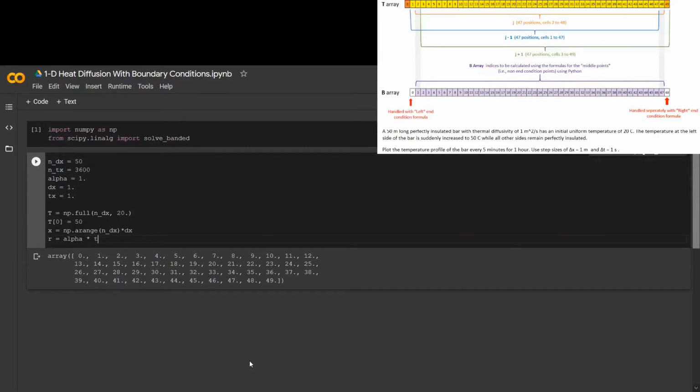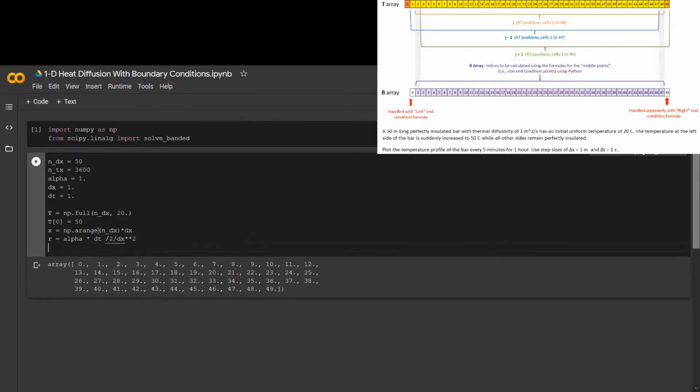our delta t here is, oh, I don't like that. I made that tx. That needs to be dt. So let's do alpha times dt over 2 over our delta x squared. Why is that underlined?